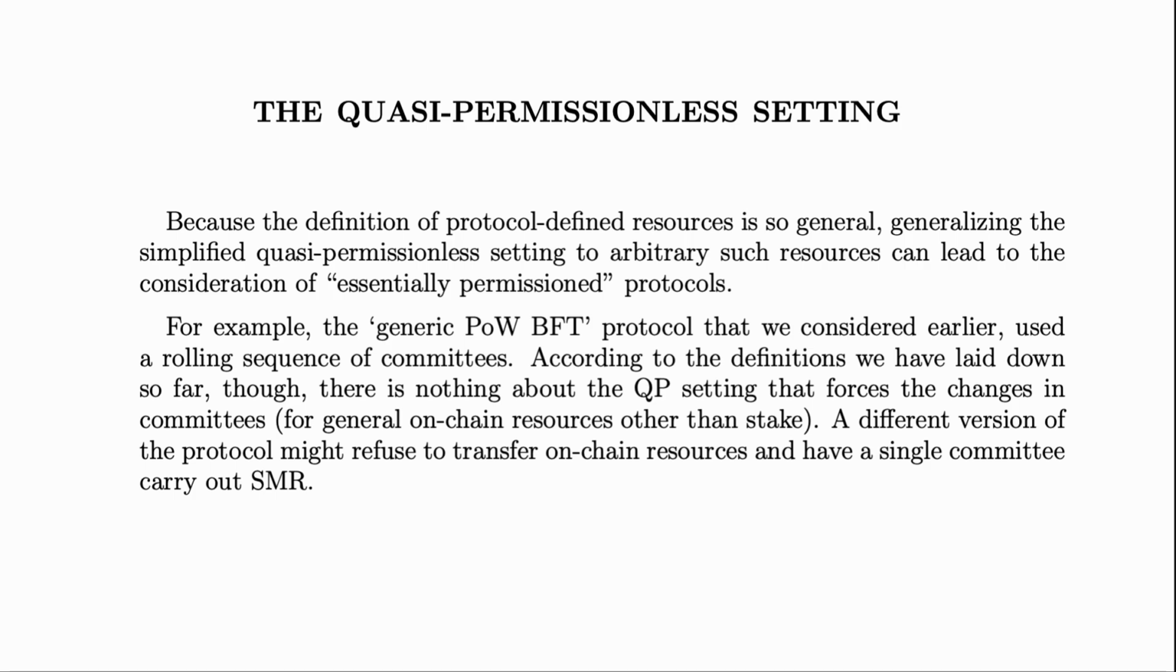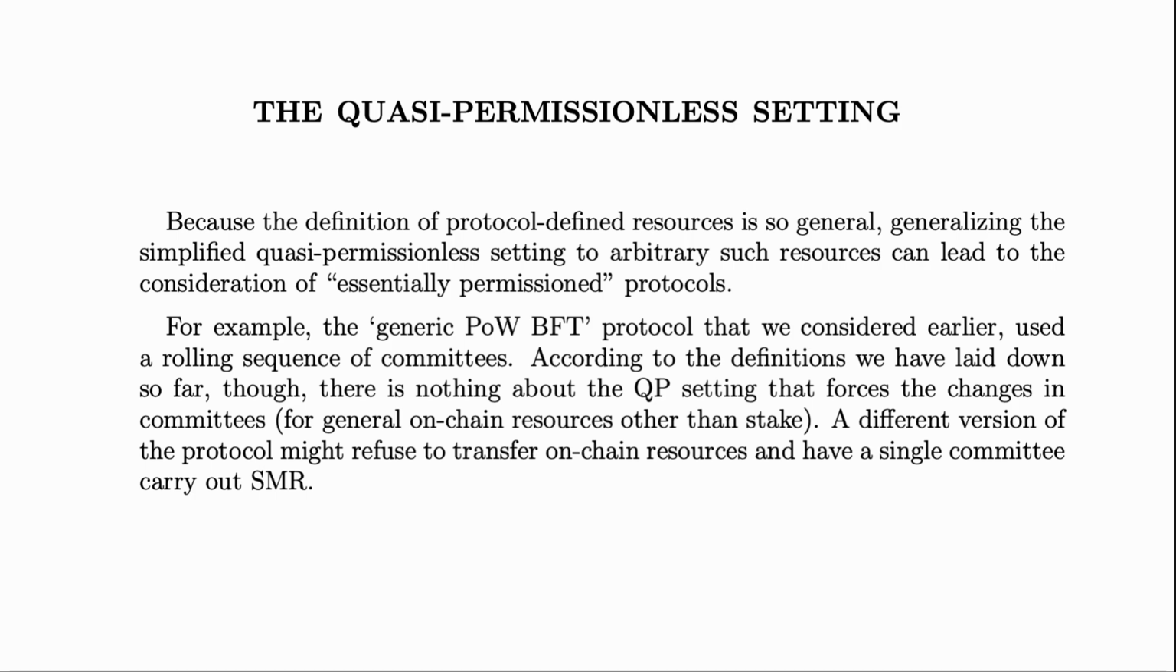For example, previously we considered this generic proof-of-work BFT style protocol, where we had these rolling sequences of committees. We considered protocols like Hybrid, Solida, Bitcoin, where proof-of-work is used to select a committee. That committee then carries out a BFT style protocol in order to execute the next consensus decision. That consensus decision determines the next sequence of transactions to be included in the blockchain, as well as the next committee, and so on. In that case, it didn't seem that permissioned, because we had this rolling sequence of committees.